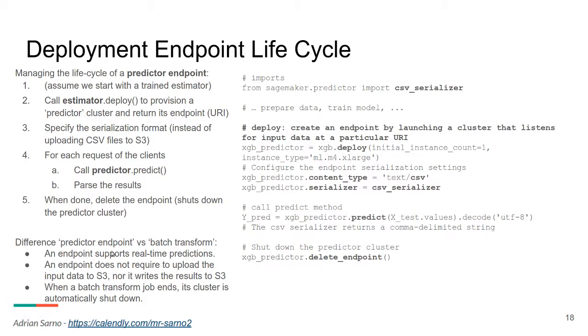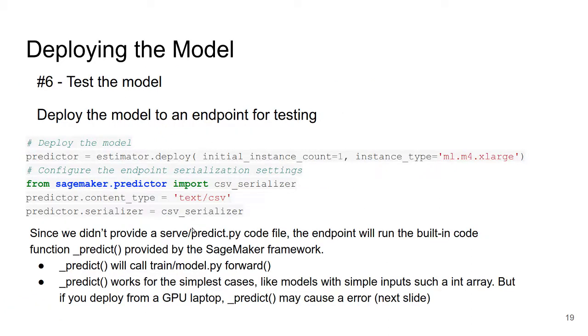So the difference between the predictor and the batch is summarized down here, and in the code you can see a reflection of what the slide is describing. Okay, the next step in the process is going to be to test the model. So we deploy the model to an endpoint for testing, and pay attention in the notebook, because the first time we do this, we do not provide predict or inference code ourselves.